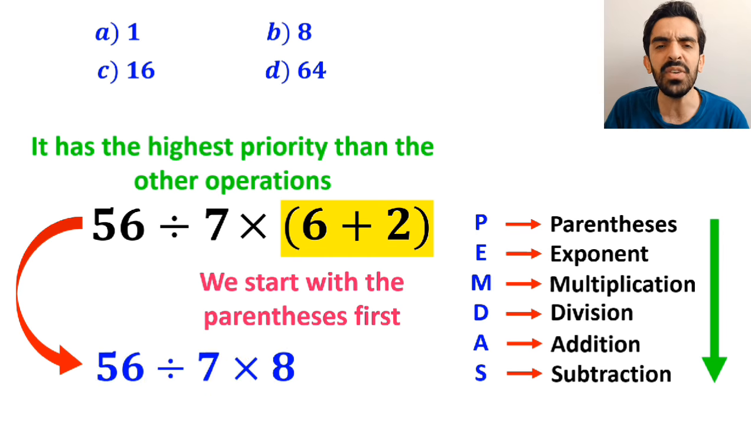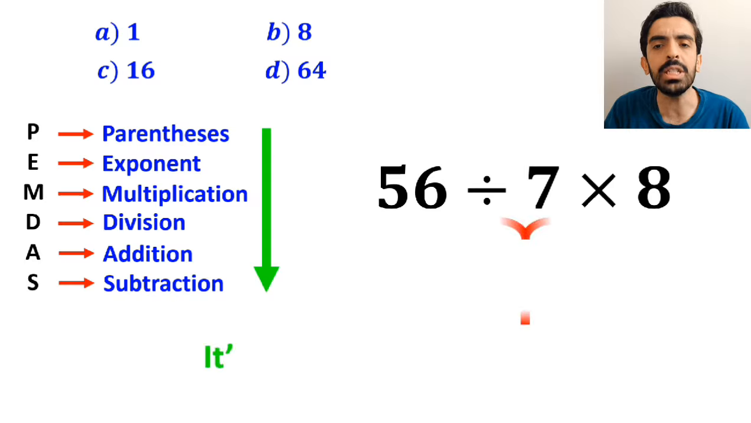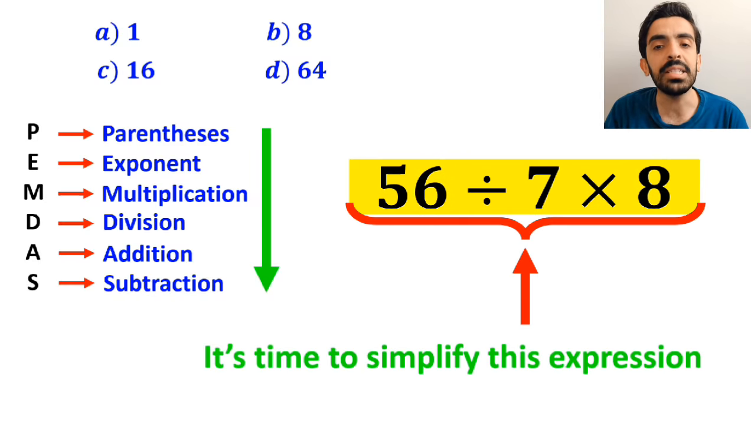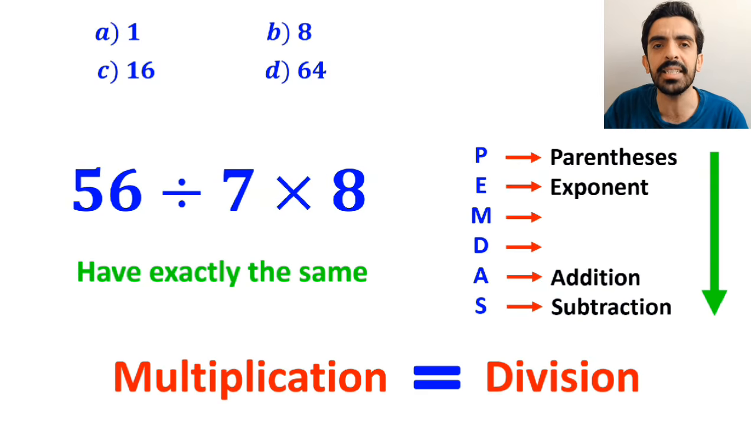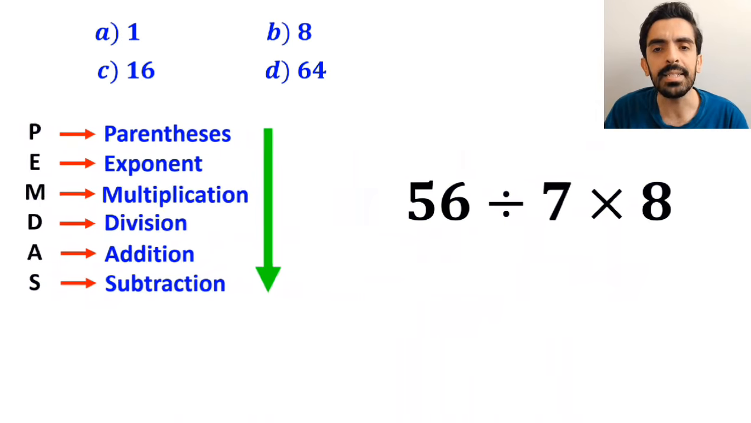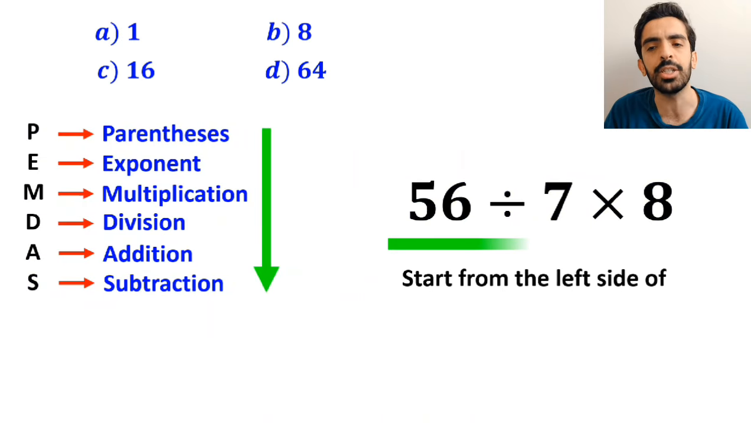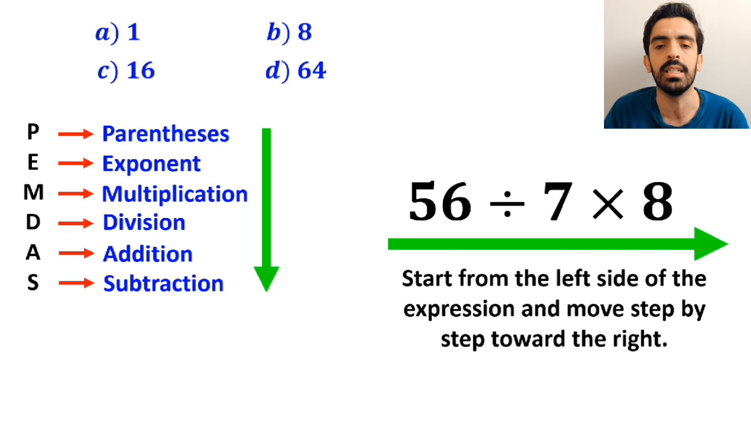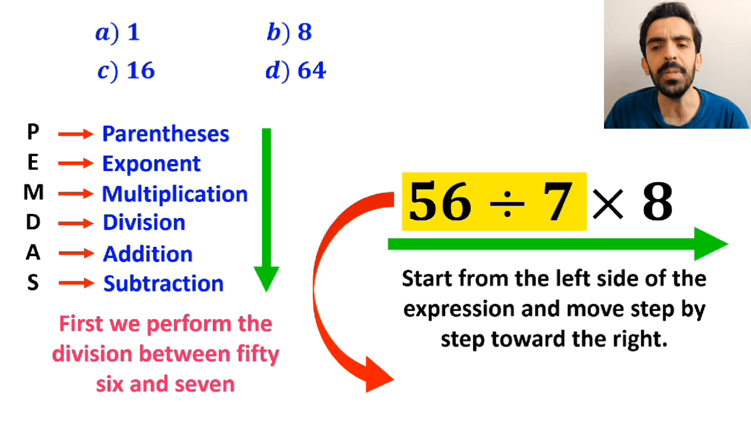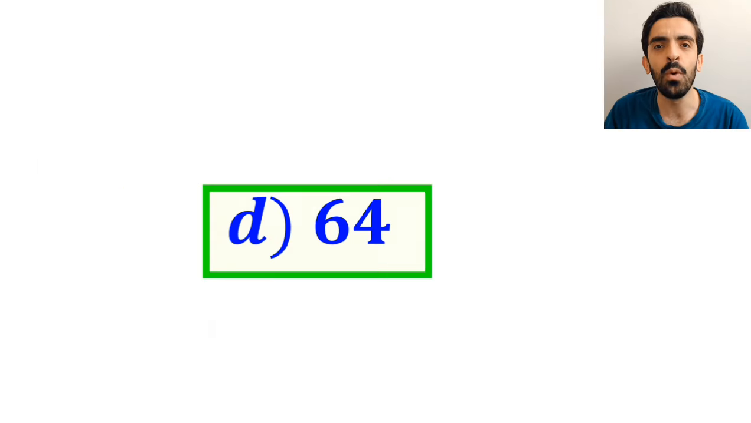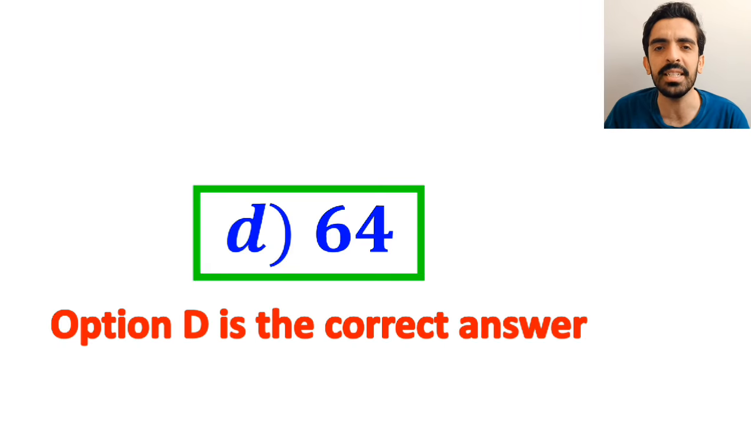Okay, this expression simplifies to 56 divided by 7 times 8. Now, it's time to simplify this expression. It's very important to note that in the PEMDAS rule, multiplication and division have exactly the same level of priority. In this case, all we need to do is to start from the left side of the expression and move step by step toward the right. So, first we perform the division between 56 and 7, which simplifies this expression to 8 multiplied by 8. Finally, the value of this expression will be 64. Therefore, option D is the correct answer to this question.